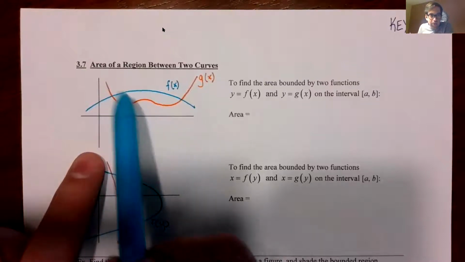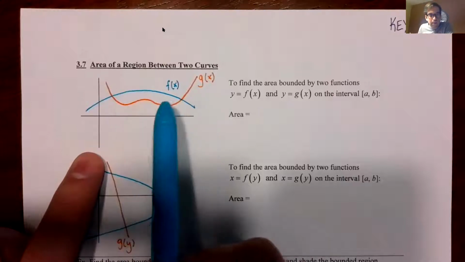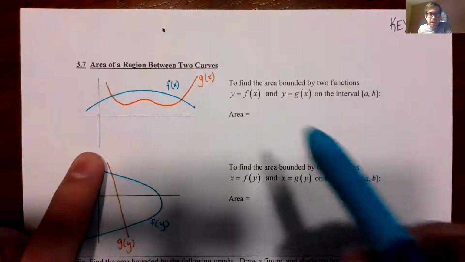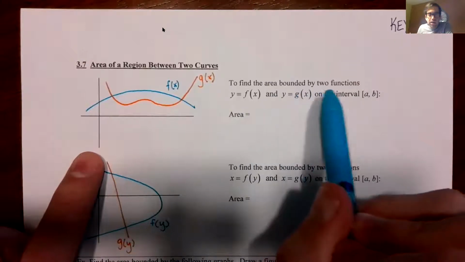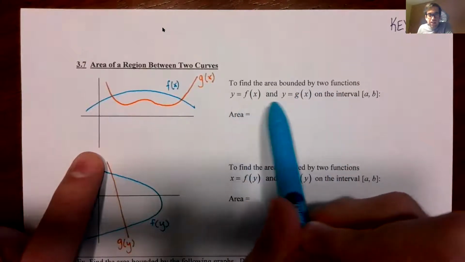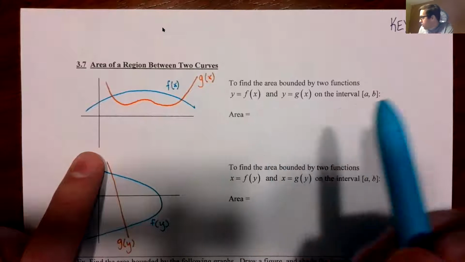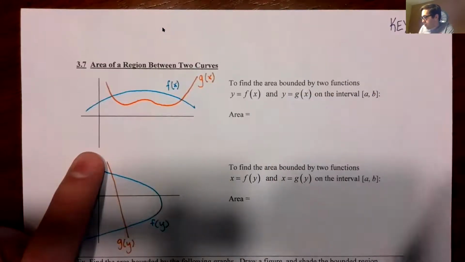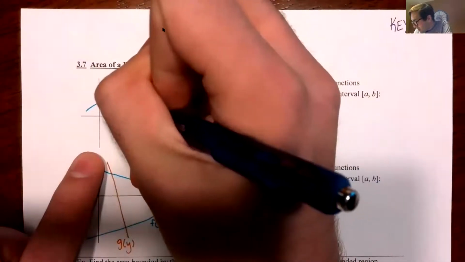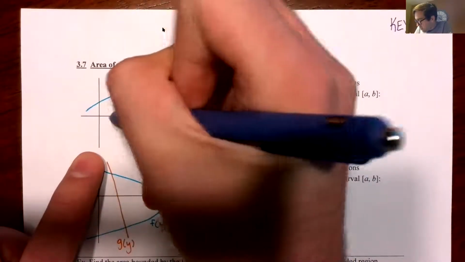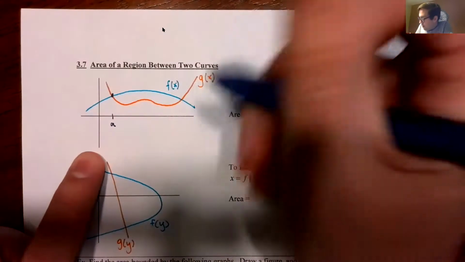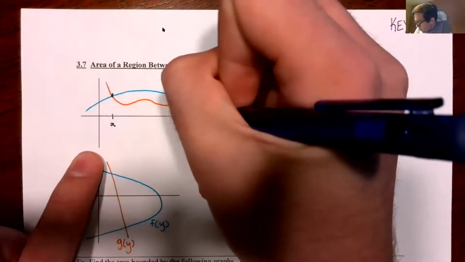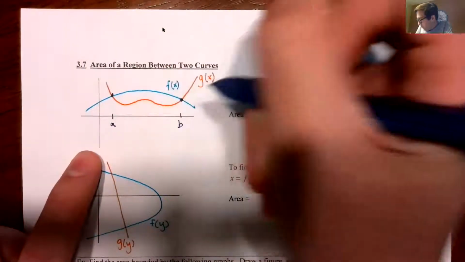But what if we have more than one curve or more than one line, and we're trying to find the area between them? To find the area bounded by two functions, f of x and g of x, we are going to use an integral. I want to start by explaining what we're looking at here. Let's say that this intersection point over here has an x value that we're calling a, and that this intersection point over here has an x value that we're calling b.